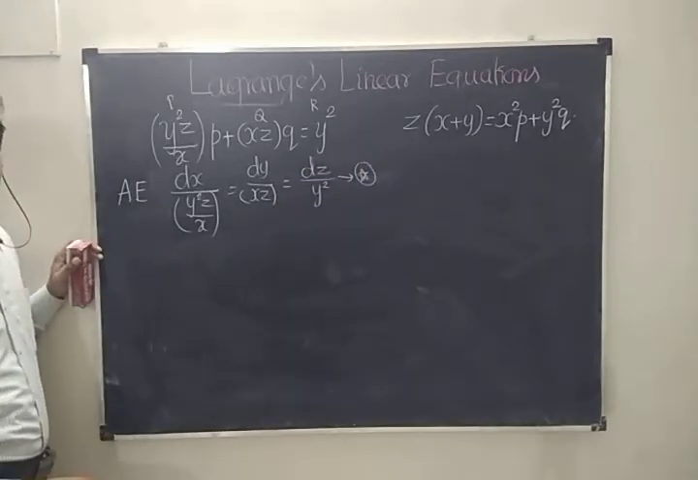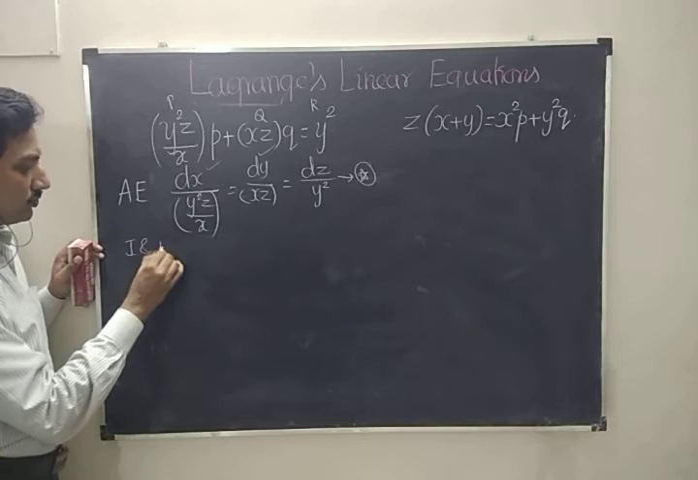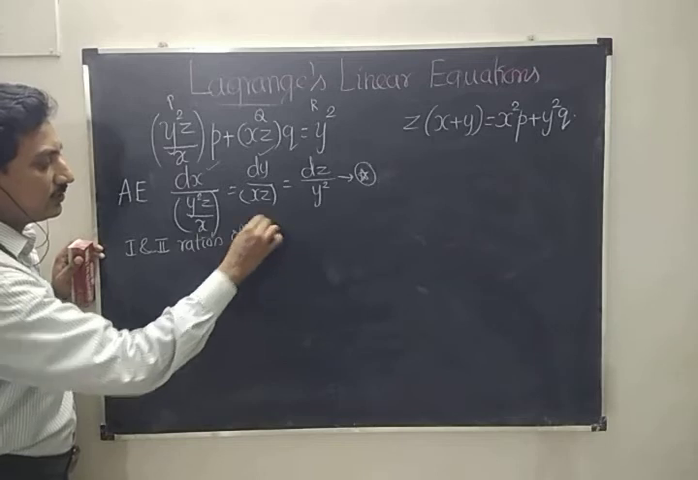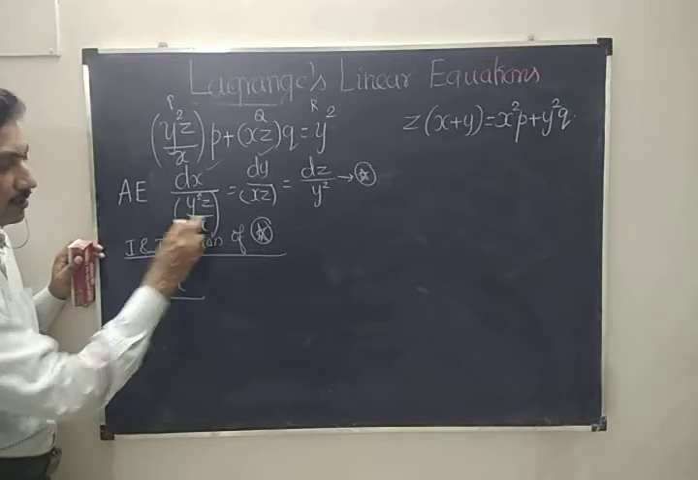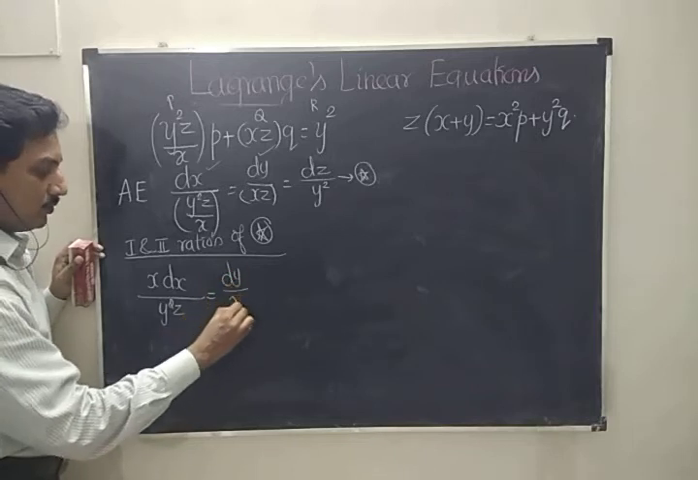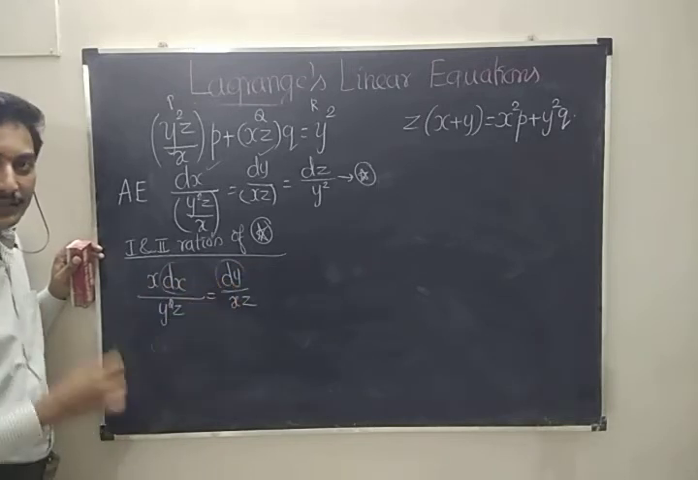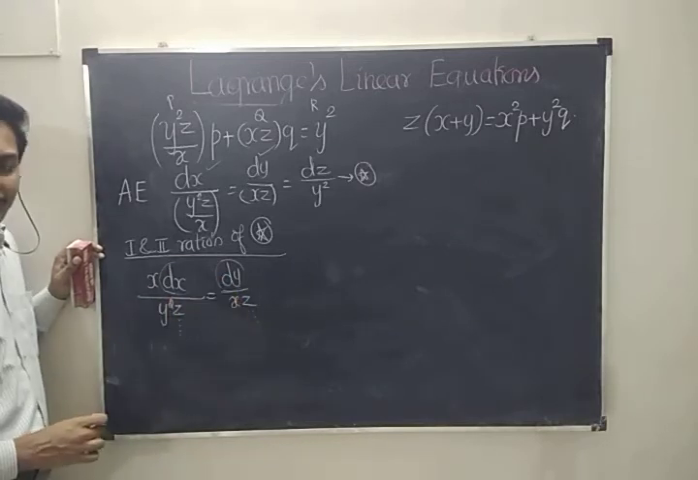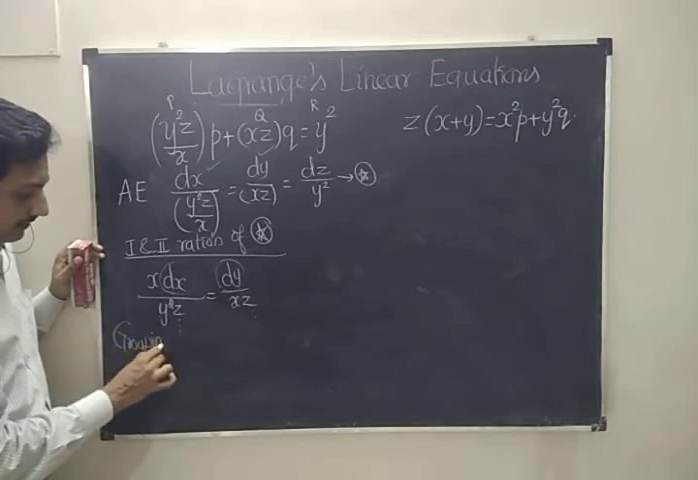My aim is to get the two independent solutions. So I can start from the first and second ratios of the star equation. I can rewrite this by reciprocating the denominator: x dx by y squared z is equal to dy by x z. Once again, please keep in mind the denominator is dx and dy, so please retain the x and y variables alone. Other than x and y, please try to cancel. After cancellation, I can group the terms. So let us group the variables.